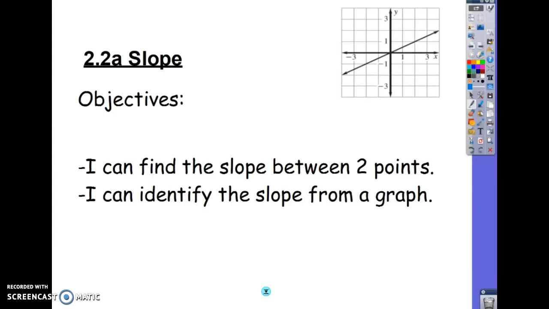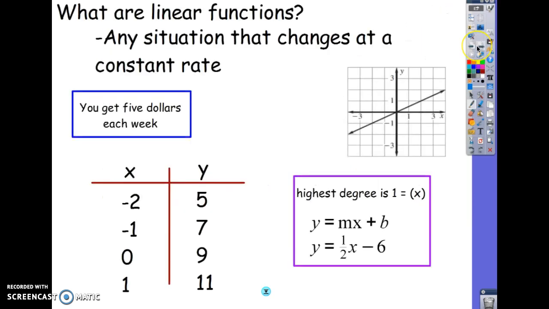All right, so today we are starting Unit 2, Section 2, which is all about slope. We want to be able to find the slope between 2 points and identify the slope from a graph, such as this one in the right-hand corner. So when we are talking about slope, we are going to be looking at linear functions. Okay, linear function. So a linear function is any situation that changes at a constant rate.